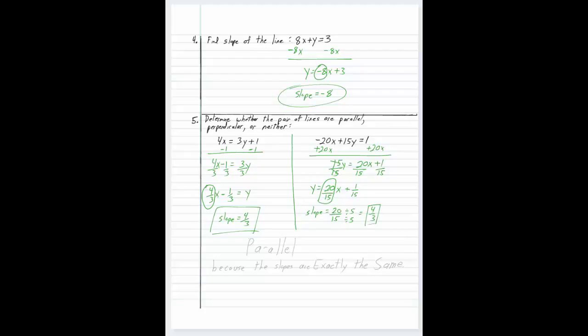Notice that both values of slopes are exactly the same. That's what we call parallel. So the answer is parallel. Why? Because the slopes are exactly the same.